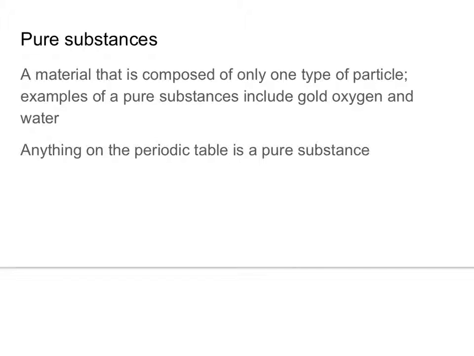A pure substance is a material that is composed of only one type of particle. Examples of this would be something like gold or oxygen. Anything on the periodic table. For our purposes, water, even though it's made up of hydrogen and oxygen, is considered a pure substance as well.